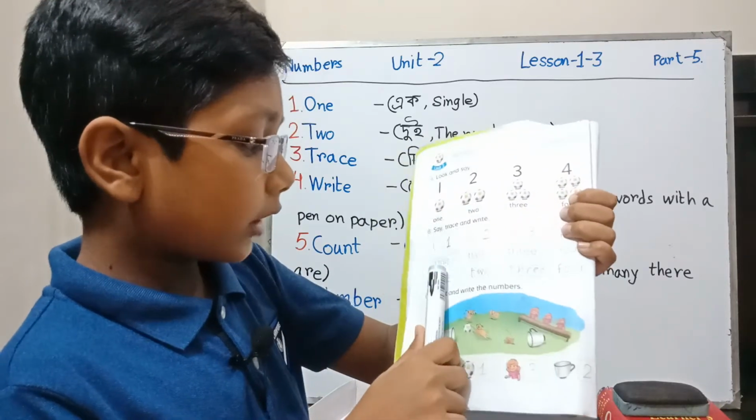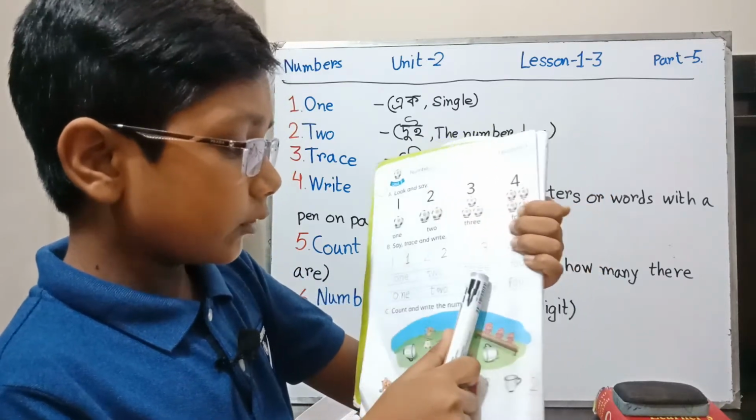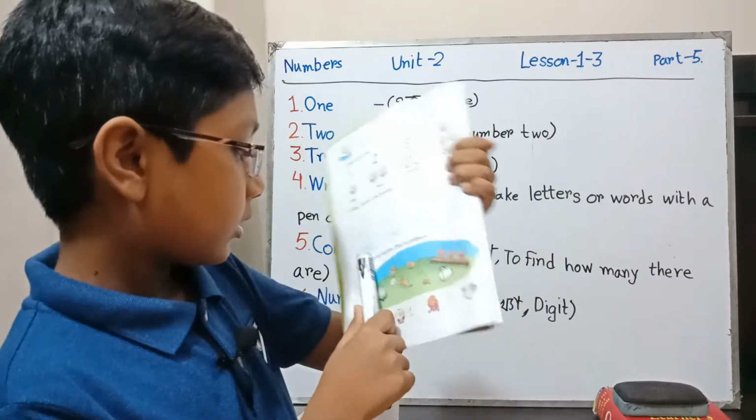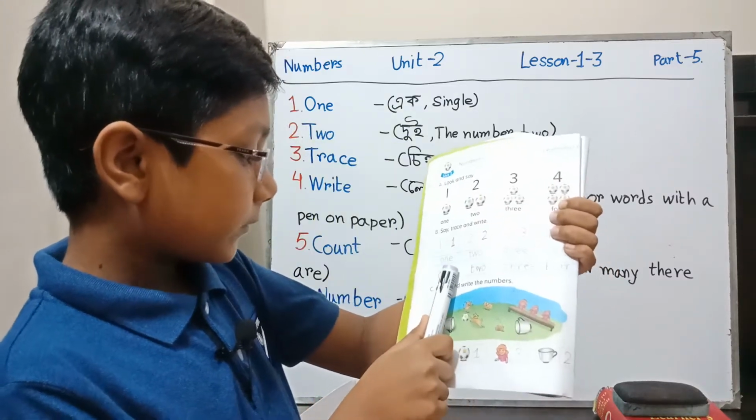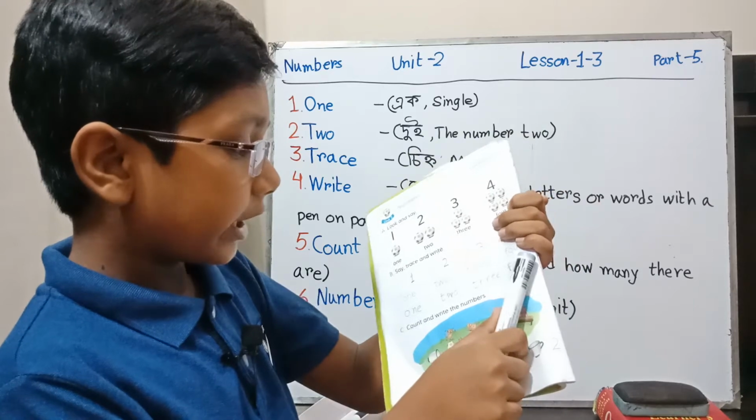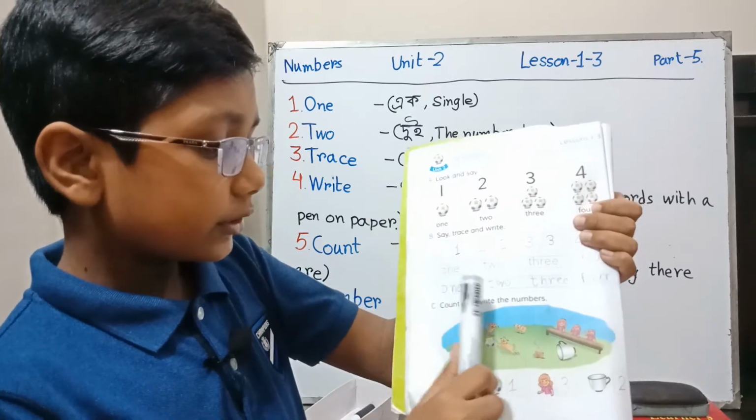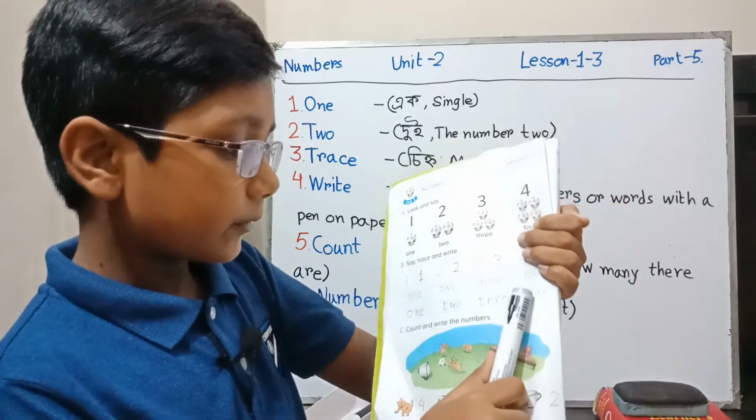And here are the words: one, two, three, and four. You have to write the same down in the next line, like one, two, three, and four.